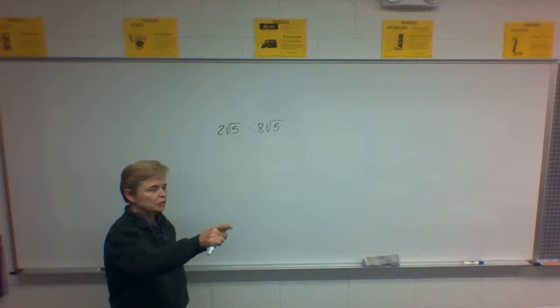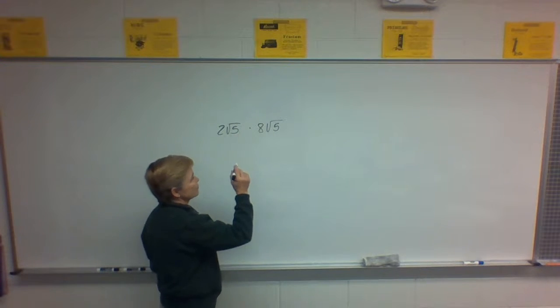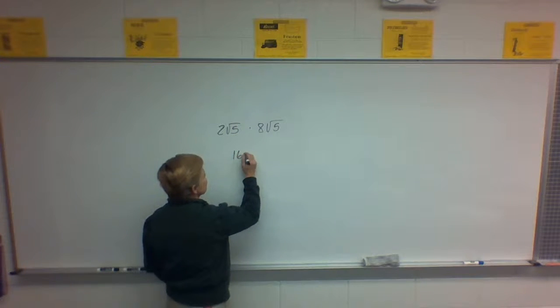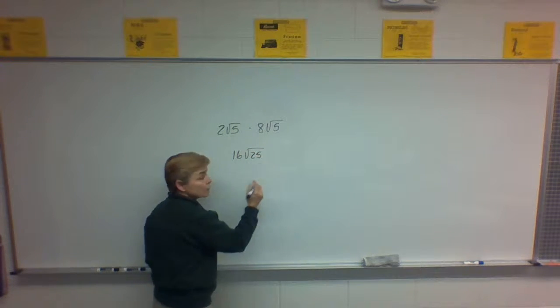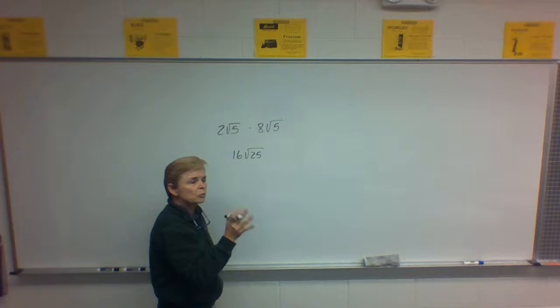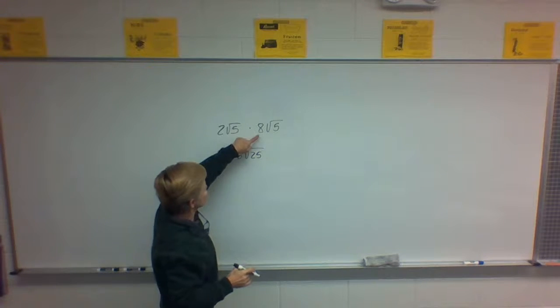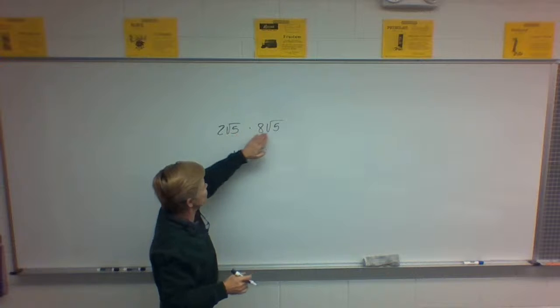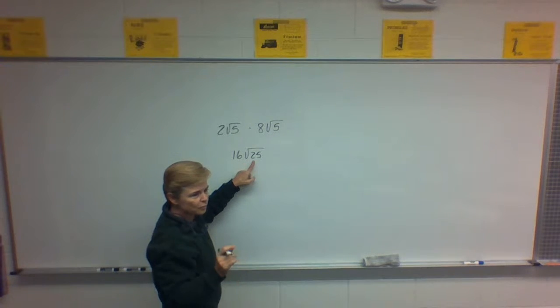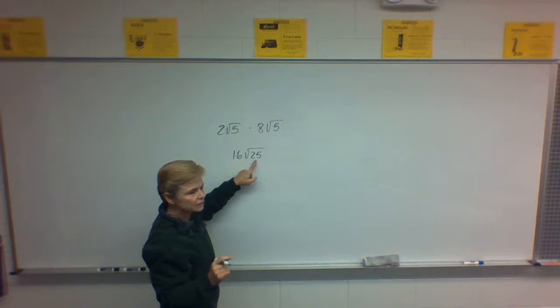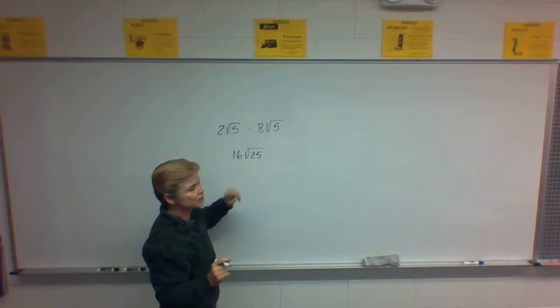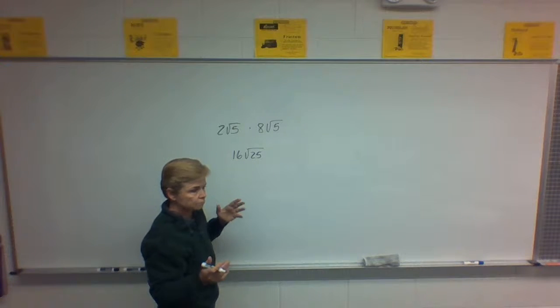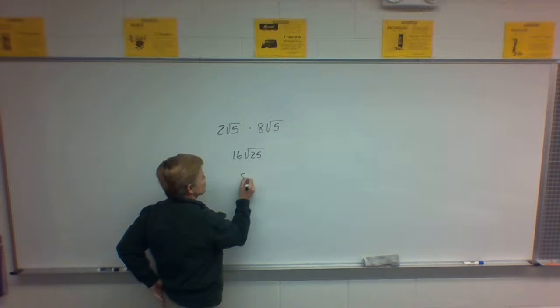Let me build on what you said just a second ago. You said 16 root 5, and it's not. It's 16 root 25. Because when you multiply radicals, you multiply things on the outside together, that's your 16, and you multiply things on the inside together to keep them inside, at least for a moment. But we all know what this is. What is it? 5. So this is really 16 times 5. Yeah? So that's where the 80 comes from.